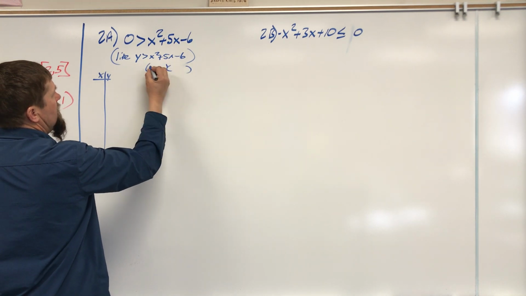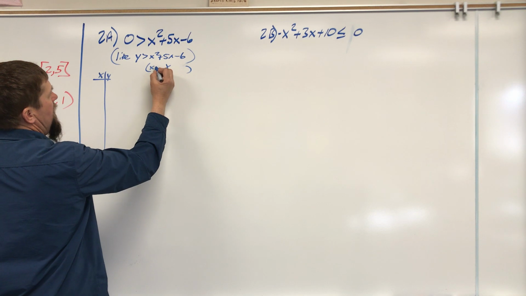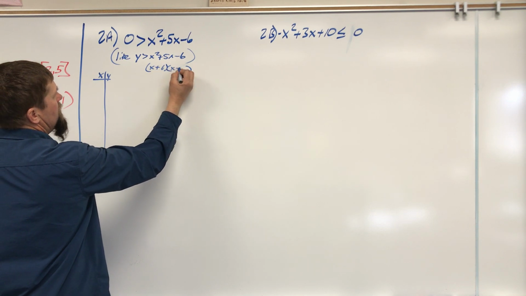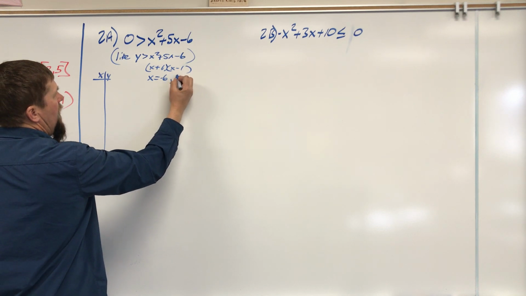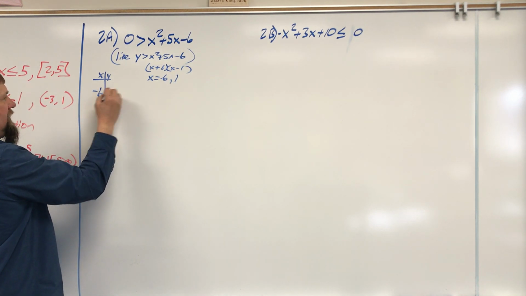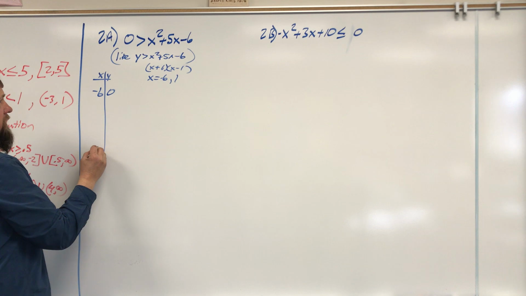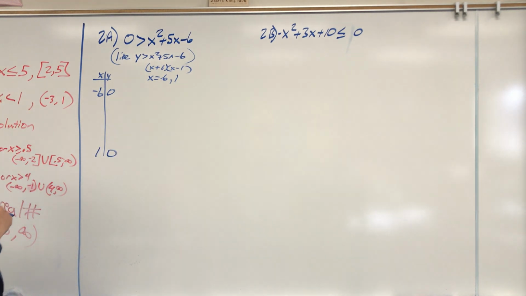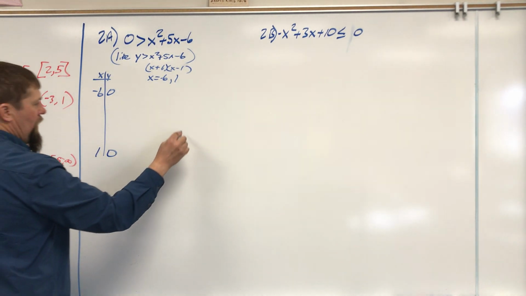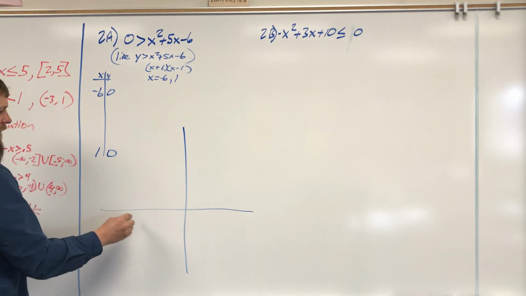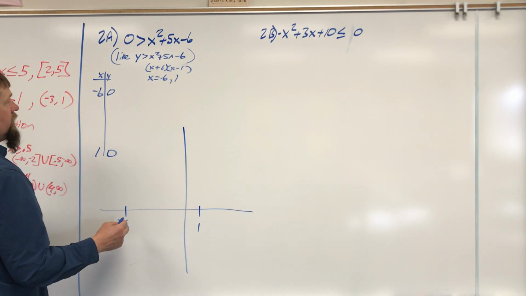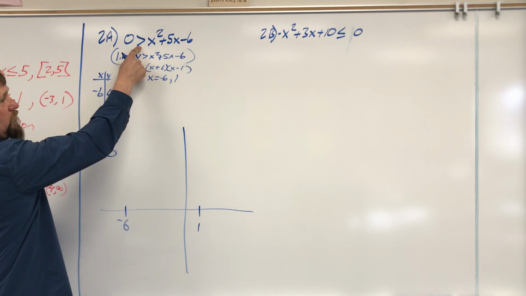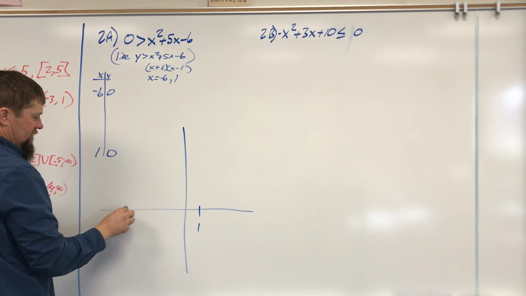So if I use factoring, x plus 6, x minus 1. So x is -6 and +1. So -6 is a 0 and 1 is a 0. Okay, so on my graph, I'm thinking, okay, -6 here and 1 here are zeros. And it's not equal to, it's just greater than, so they're open circles.